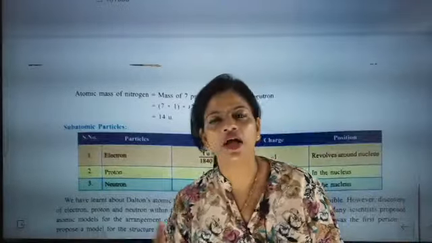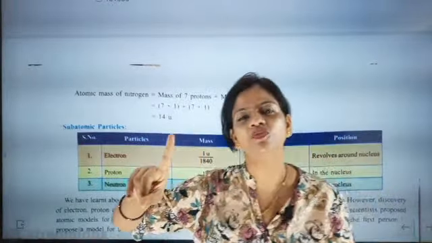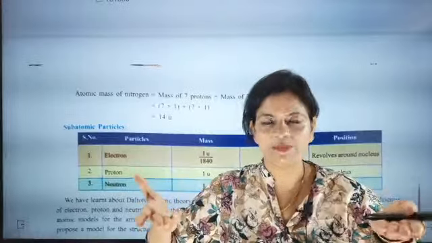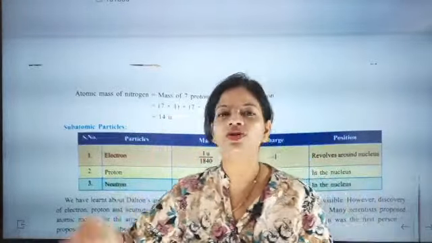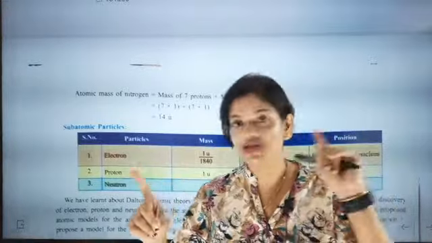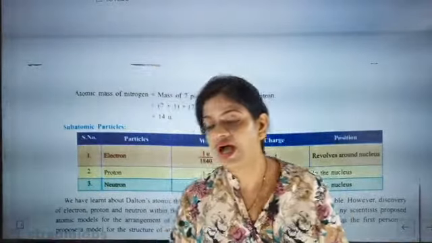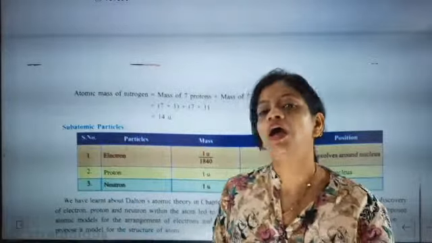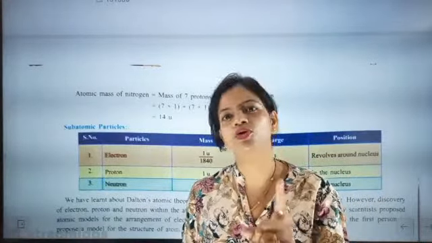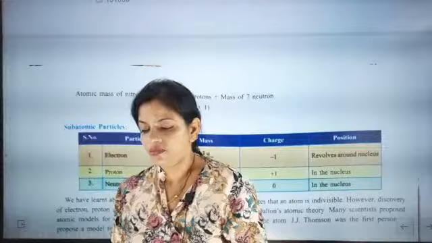So now we understand the mass of 7 protons and the mass of 7 neutrons. When we talk about relative mass, 1 unit mass of proton equals 1 unit mass of neutron. If we take the mass of proton as 1 unit, then the mass of neutron will also become 1 unit, and together they will make 2 units. Are you understanding? We are writing the mass of proton as 1 unit, and since it is exactly equal to neutron, the mass of neutron is also 1 unit.